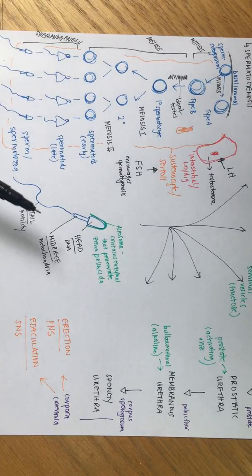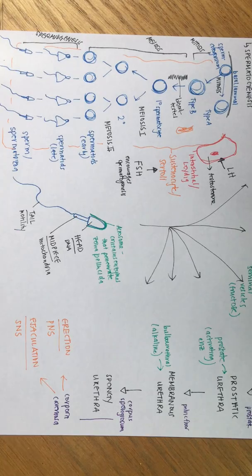They have a head with an acrosome on it containing the DNA, and the acrosome allows the sperm to penetrate the zona pellucida around the oocyte. The midpiece contains mitochondria, which is how we're going to convert fructose into ATP, which is energy for this cell, and the tail is for motility.